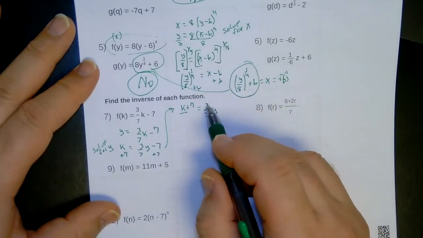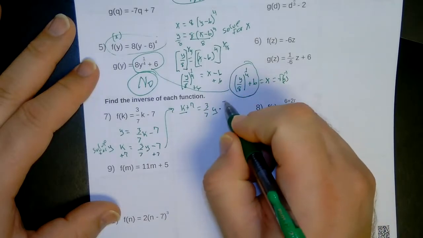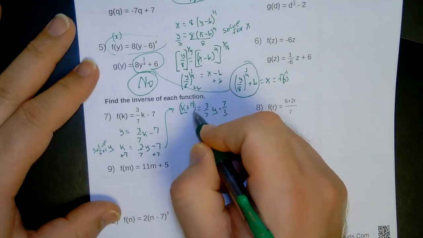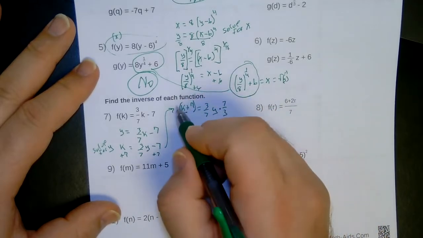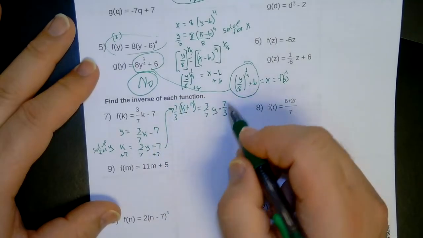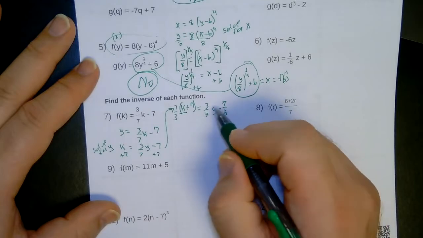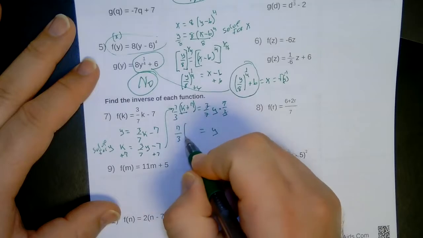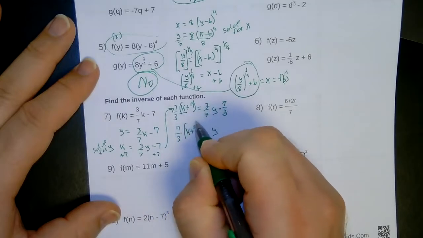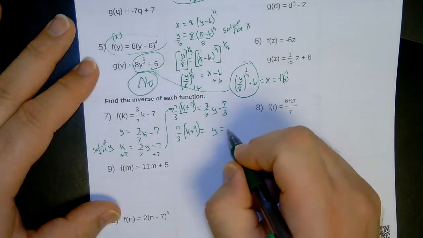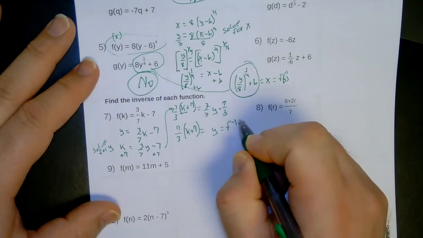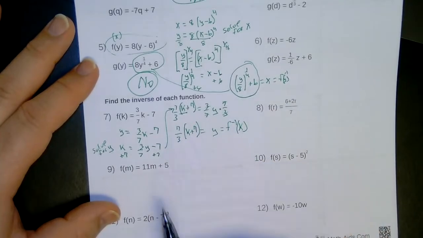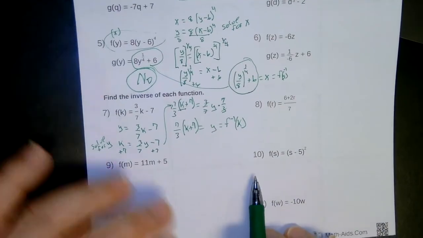At this stage I need to get rid of the 3/7, which means I'm going to multiply by 7 over 3. Over here I notice I have 2 items, so I'm going to put that in parentheses and put my 7 over 3 in front. On the right side, the 7's will cancel, the 3's will cancel. So you have y is equal to 7 over 3, parentheses k plus 7. And you're done. You can rewrite that in inverse notation: f inverse of k is this answer right here. All right, let's go on.